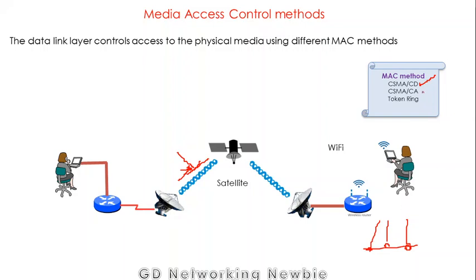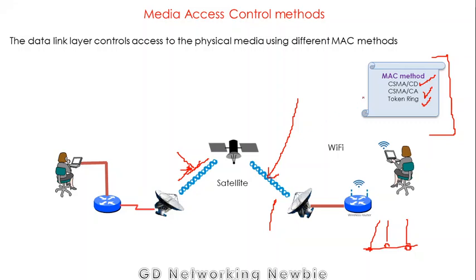And we also have CSMA/CA. This is for Wi-Fi, wireless. And then we also have the token ring. So these are different access methods by which a medium can be accessed at the data link layer. Access means to get control of the medium. If I have the access, I can access the medium. If someone else has the access, then he can access the medium.